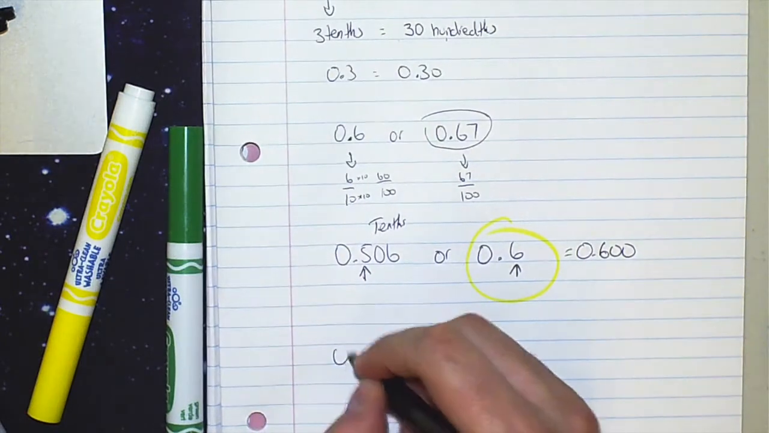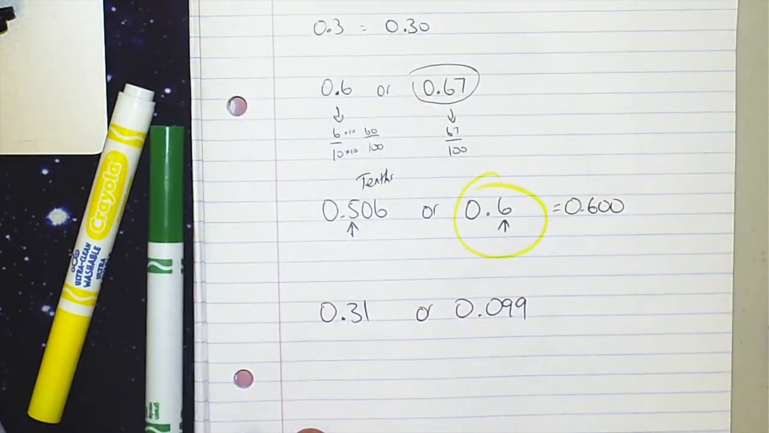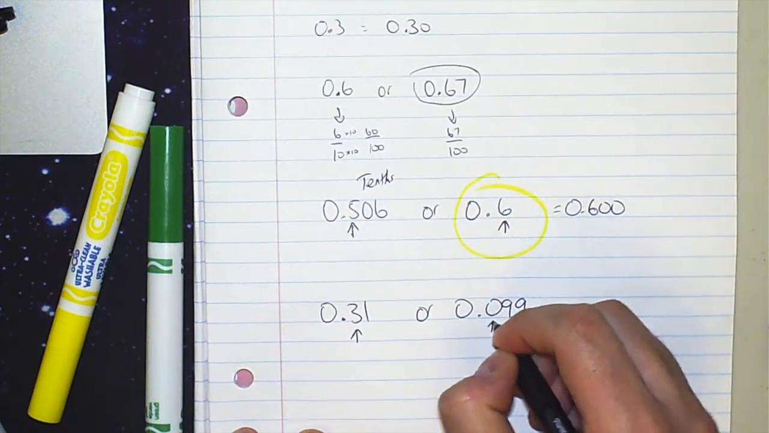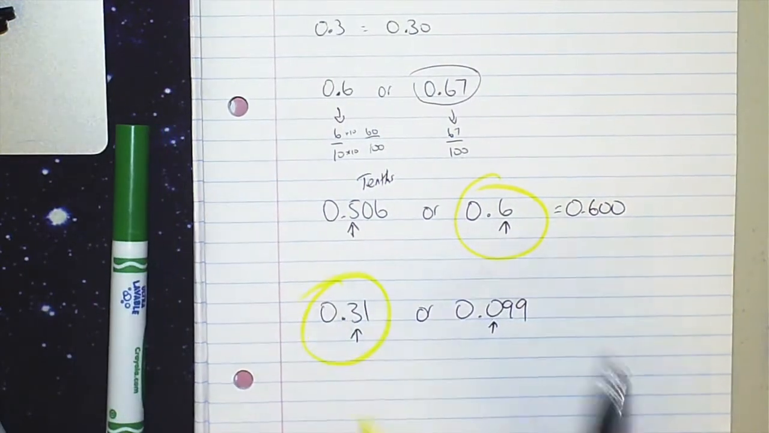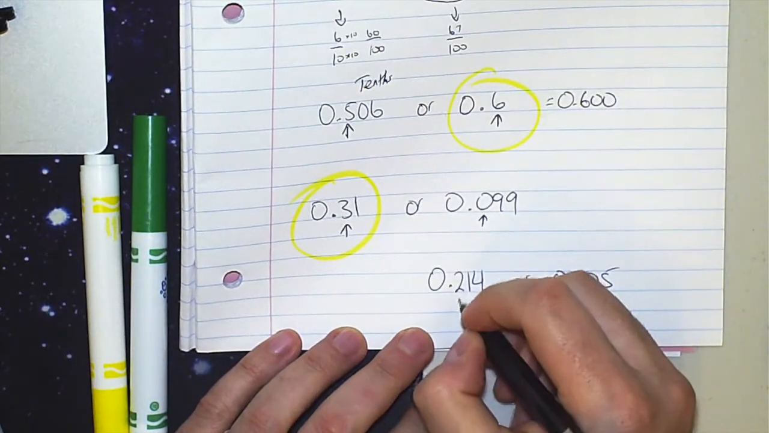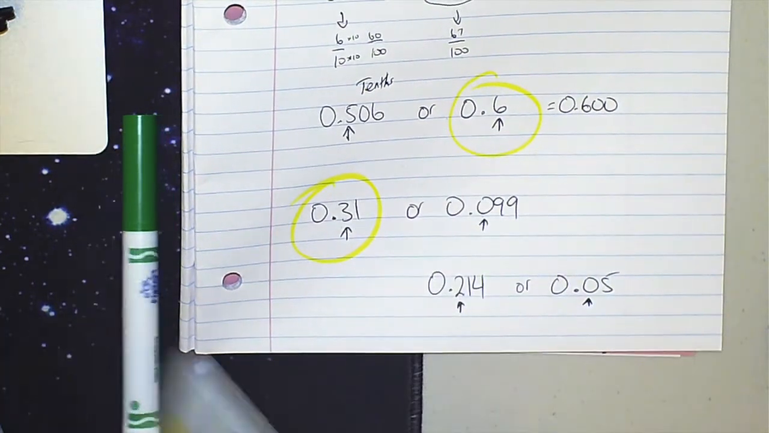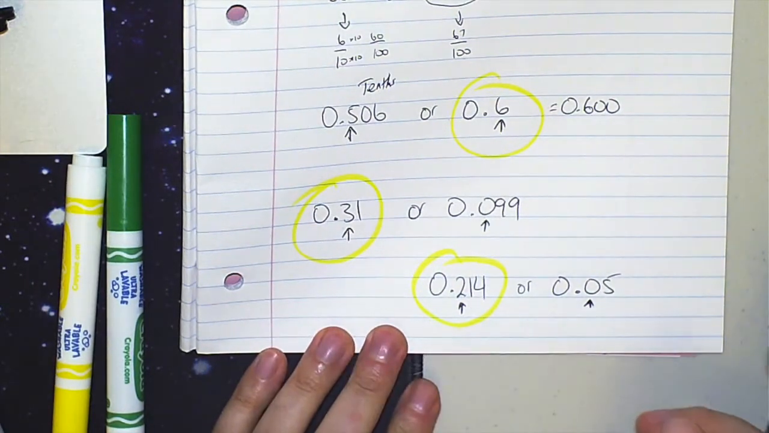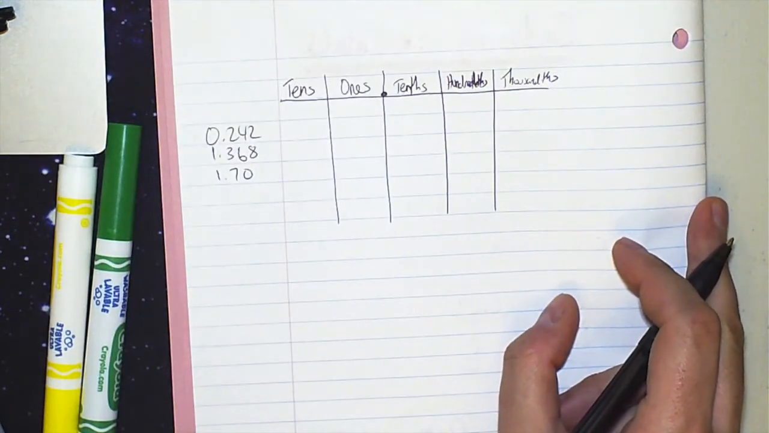Here's another one for you. 0.31 or 0.099. Well, this one has 3 place values being used. This one has 2. However, let's look at the tenths column, which is right here. 3 versus 0. We know that 3 is the larger number. Therefore, this is the larger decimal. Again, we need to look at the place value. This is the one that matters. This has 2. This has 0. 2 is greater than 0. So in this case, this one has more place values being used, but it doesn't matter because this is the number that matters.